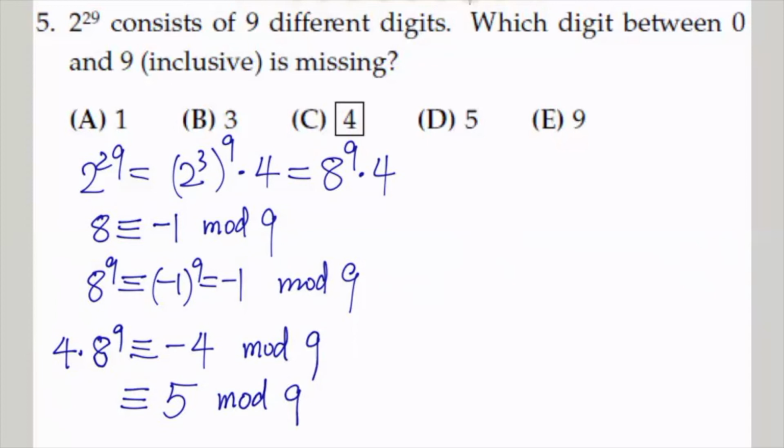But recall that we established a result which tells us that a number and the sum of its digits have the same remainder when divided by 9. So this tells us that if we look at the sum of the digits, a plus b plus c, dot, dot, dot, until k, this thing is congruent with 5 in mod 9, which means that when divided by 9, the remainder is 5. And as reasoned earlier, this means that the digit 4 is missing.